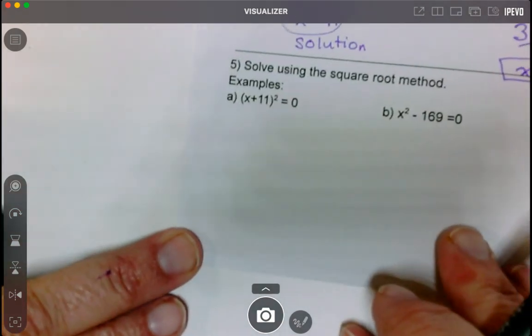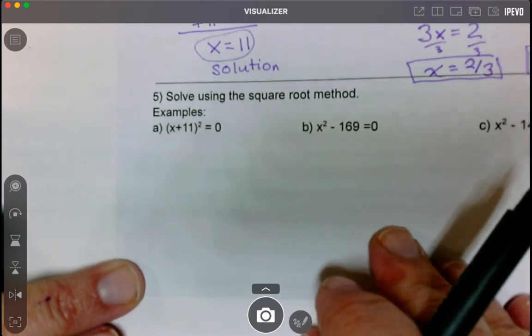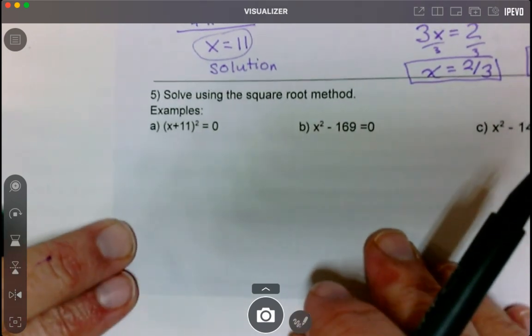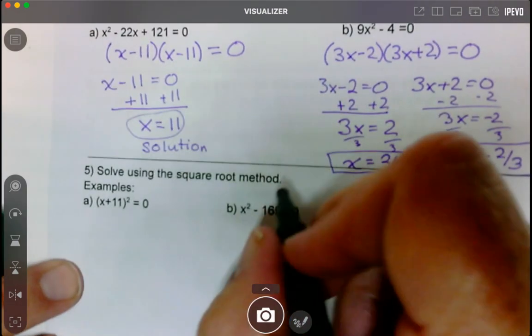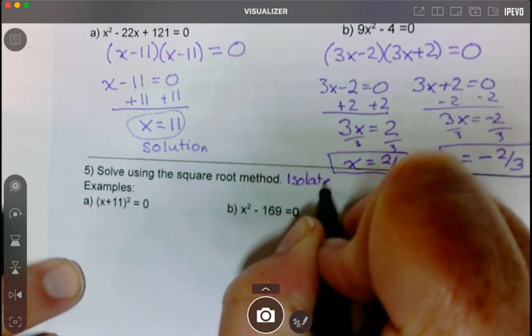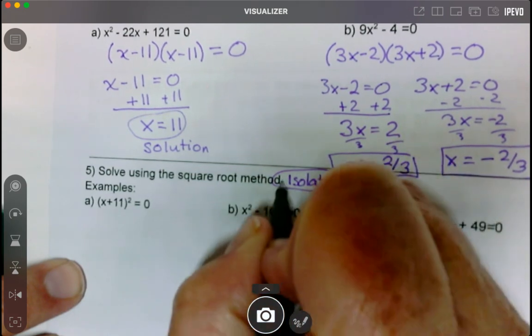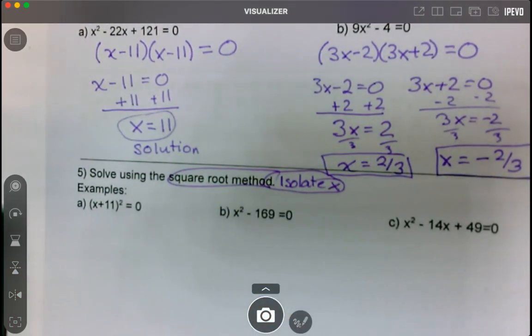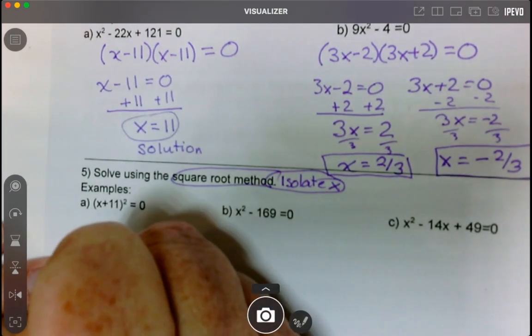Okay, now number 5, we have a little bit of a flashback. It says solve using the square root method. And when we use the square root method, what we're going to do is we're going to isolate x for square root method. So if we want to isolate the x, let me rewrite this problem here so I have a little room to work.